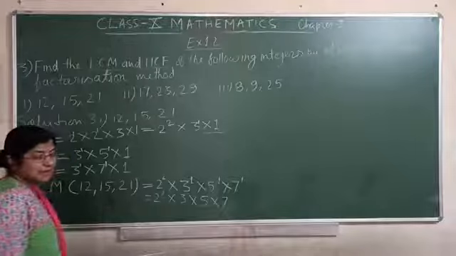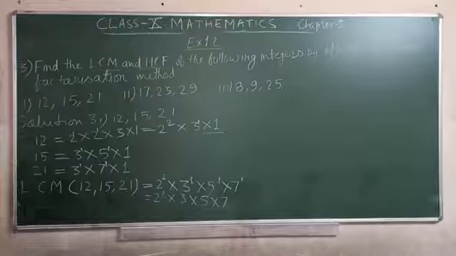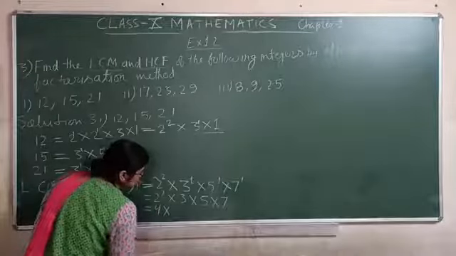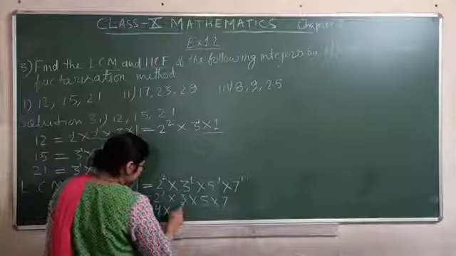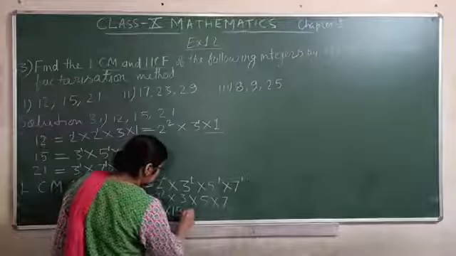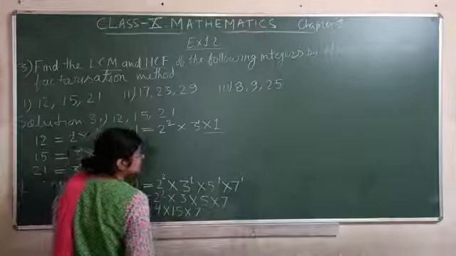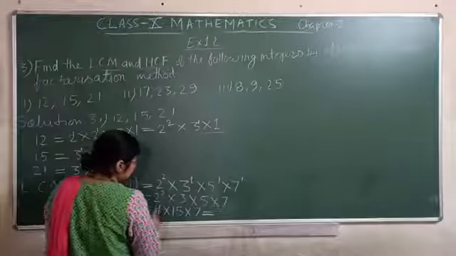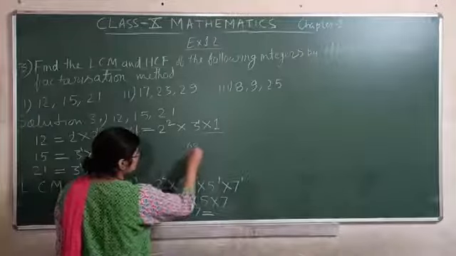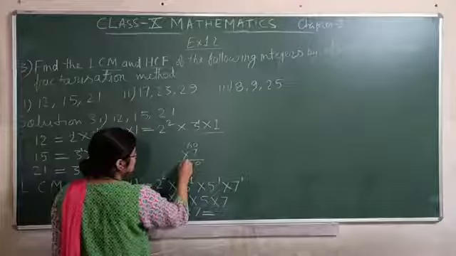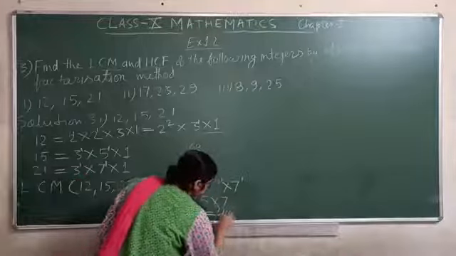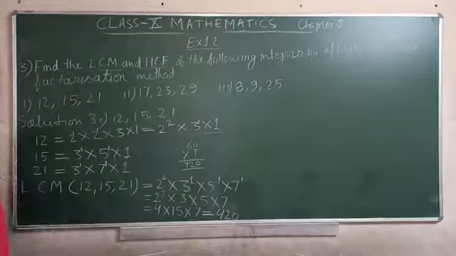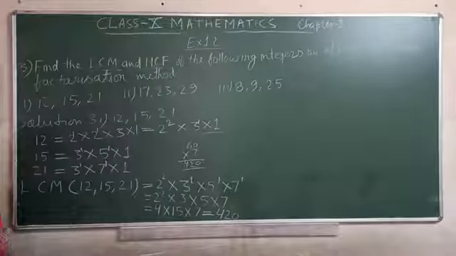Okay. After that we will calculate all of these. So what we will get? 2 twos are 4, 4 threes are 12, 12 fives are 60. 15 into 7. If you calculate all these, you will get 15 fours are 60, into 7, so 0 and 7 sixes are 42. 420. 420 will be the LCM of 12, 15 and 21.